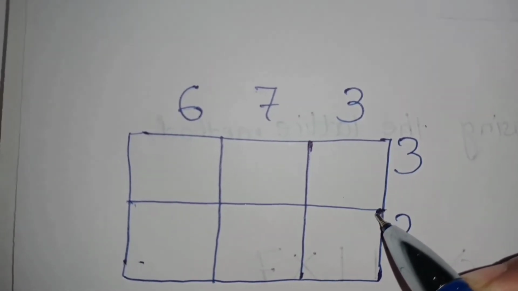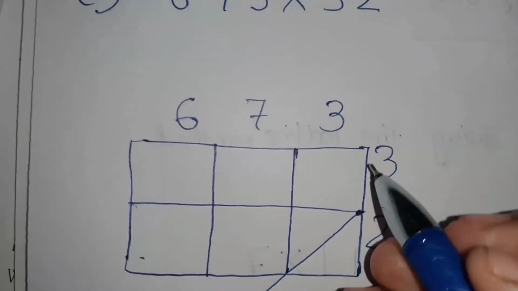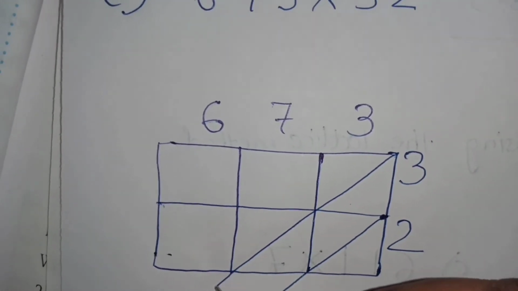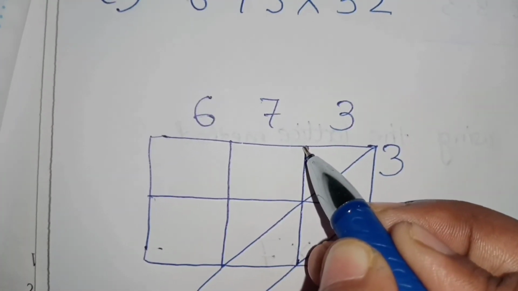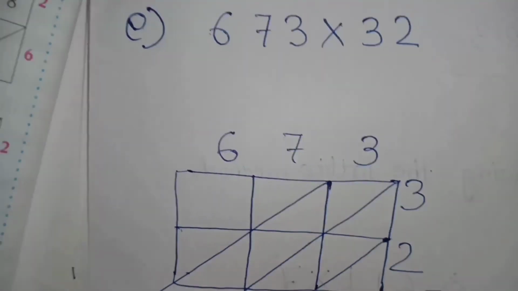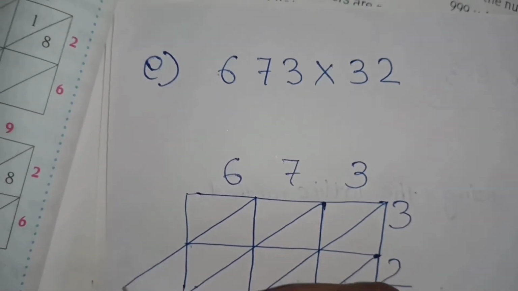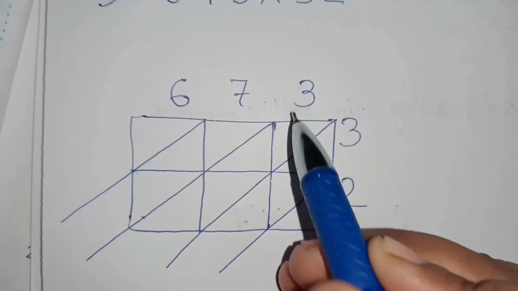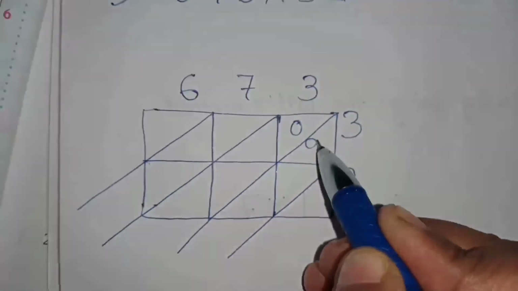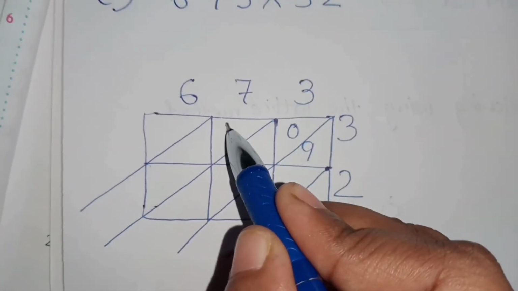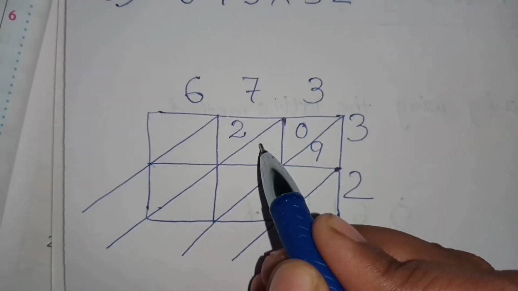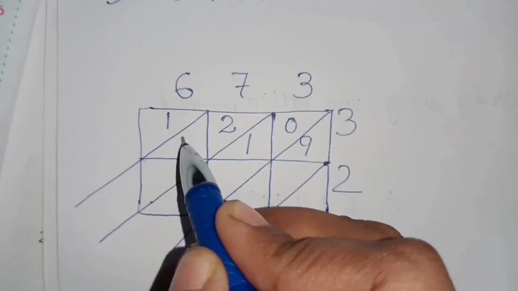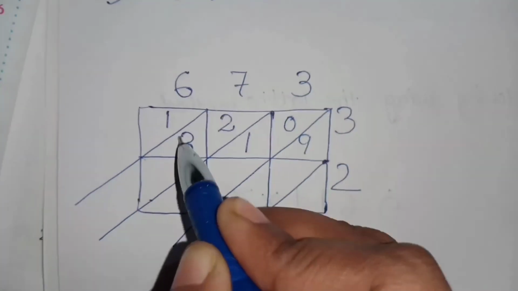How to divide? From this corner to this corner, from this corner to this corner. See how I am dividing this, from this corner and from this corner. You have to divide each and every box. Now let's do 3 times 3 is 9. So here it will be 0 and here it will be 9. 3 times 7 is 21. 2 will write in tens place, 1 will write in ones place. 3 times 6 is 18. 1 will be in tens place, 8 will be in ones place.